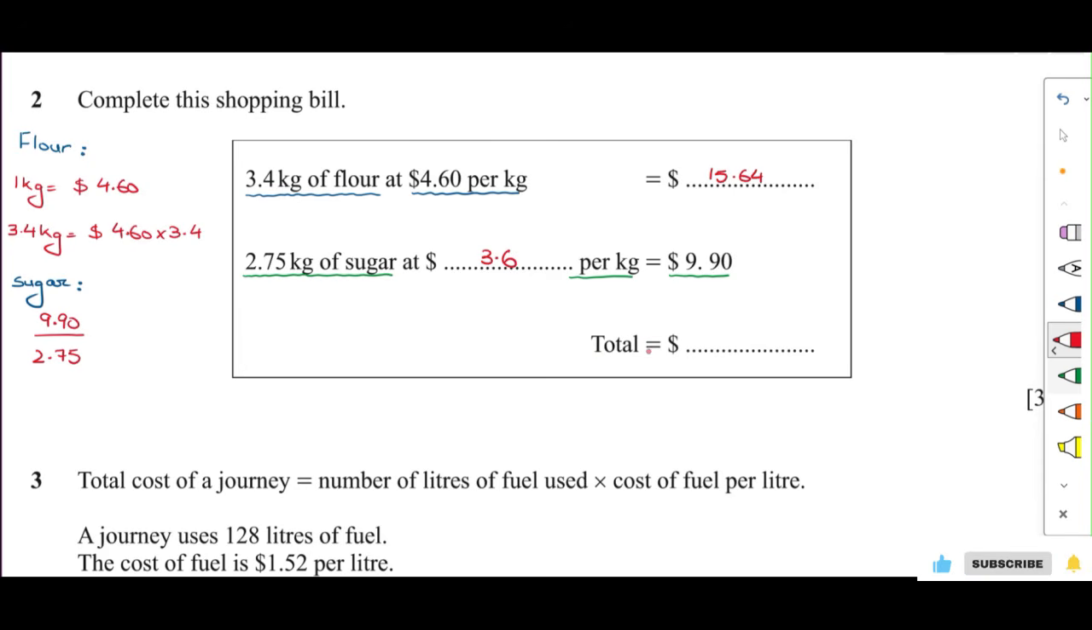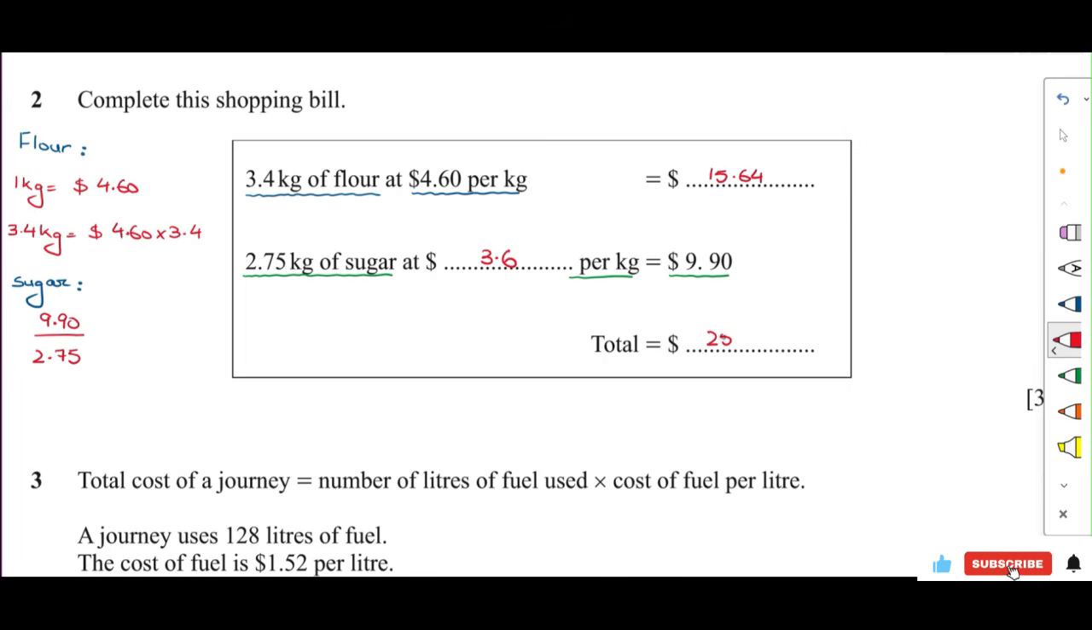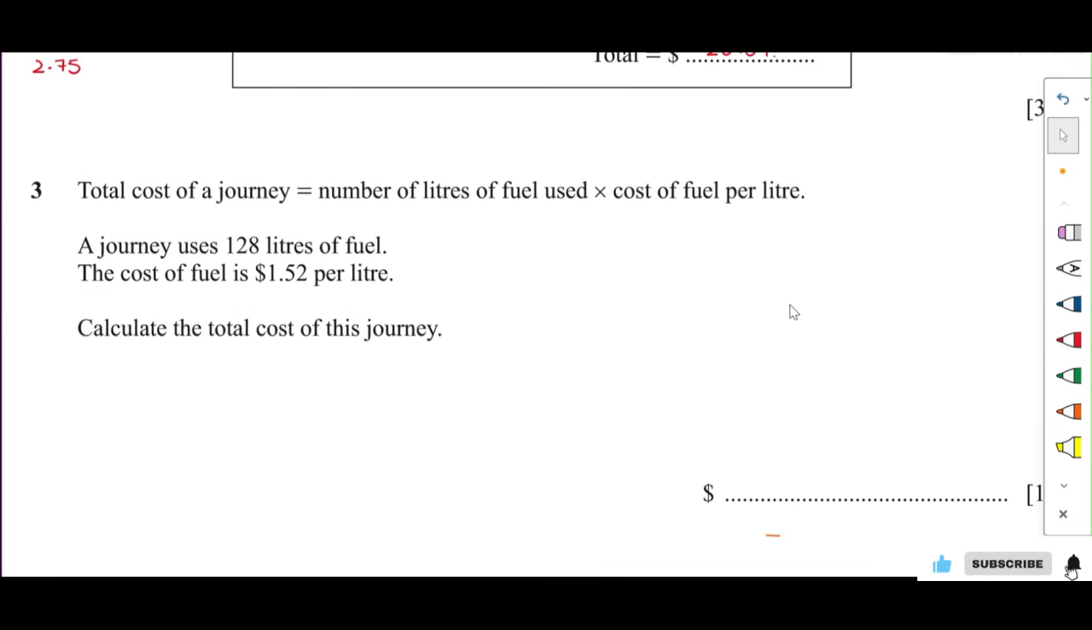Right, now we need to figure out the total. We need to add both of them and figure out the total, right? Okay, again need a calculator, and the total is 15.64 plus 9.90. The total is 25.54. This would be the total. Now moving to question number 3.